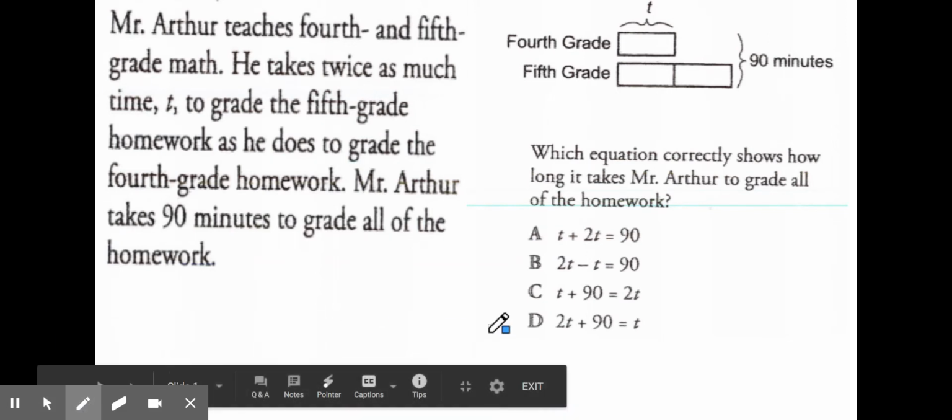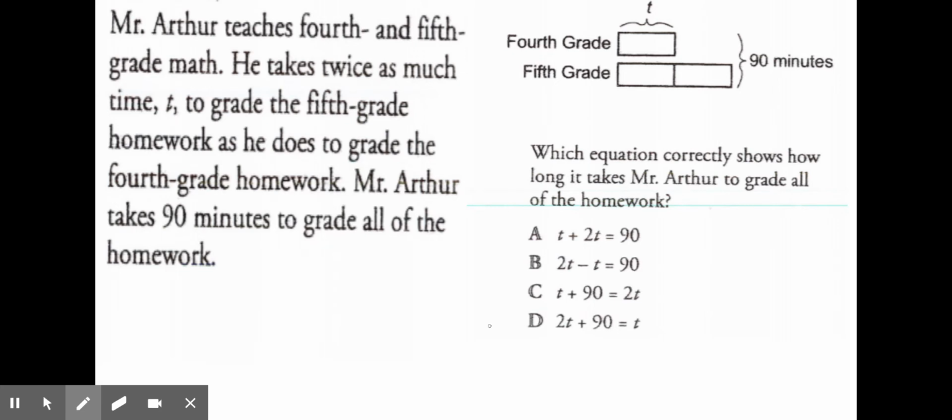It says Mr. Arthur teaches 4th and 5th grade math. He takes twice as much time, which they said is represented by the letter T, to grade the 5th grade homework as he does to grade the 4th grade homework. Mr. Arthur takes 90 minutes to grade all of the work. Which equation can correctly show how long it takes Mr. Arthur to grade all of the work?